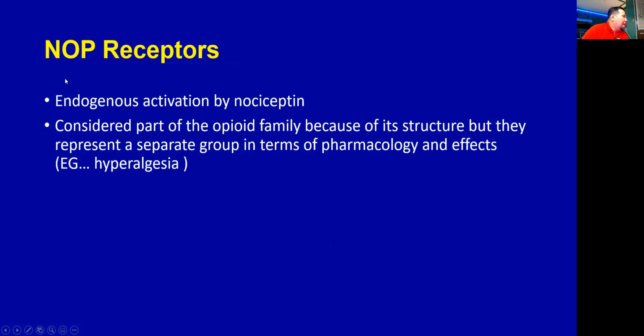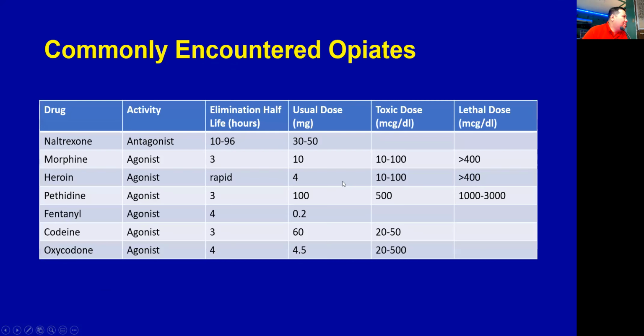The NOP receptors are endogenously activated by nociceptin. They're considered part of the opioid family because of its structure, but they represent a separate group in terms of pharmacology and effect, because the effect is reversed. Hyperalgesia occurs when it is stimulated. These are the more commonly encountered opiate substances.